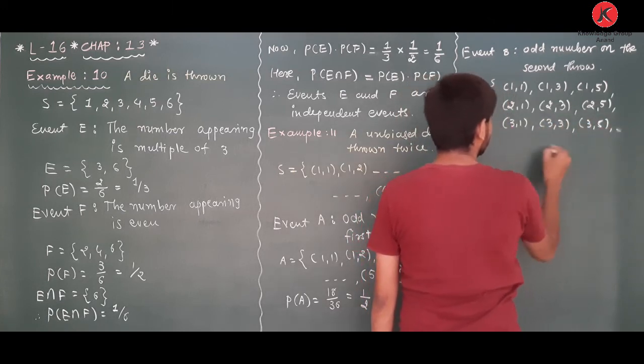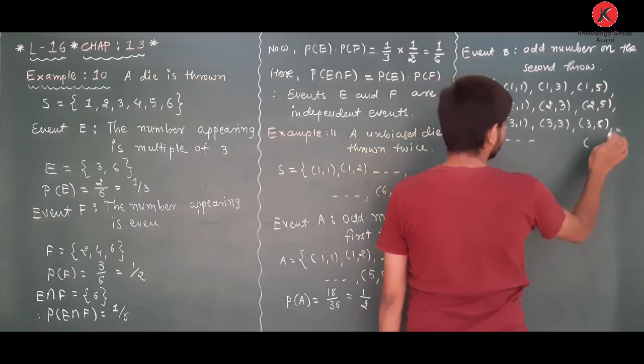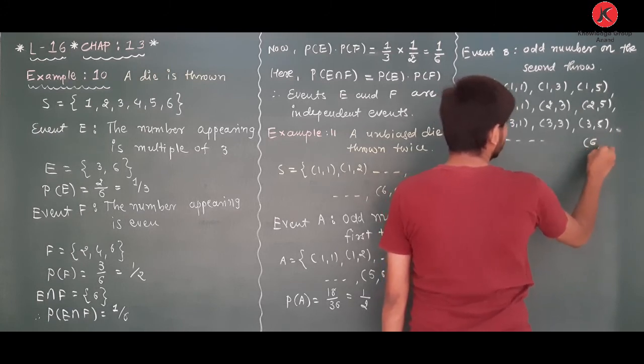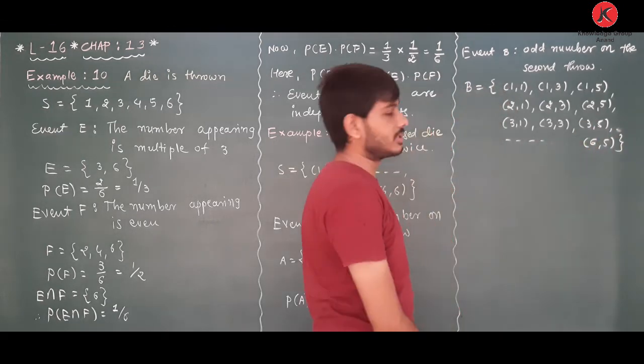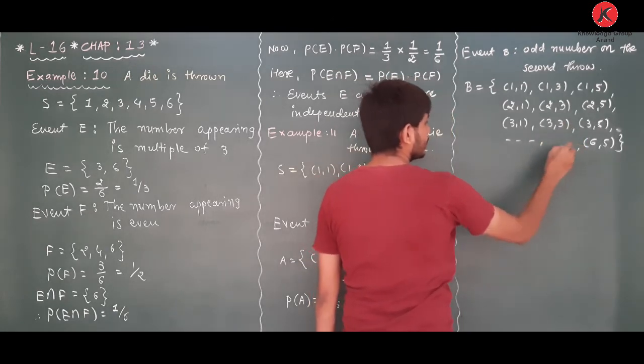Same way you are getting the final answer. The last one is for the last row: 6 1, 6 3, 6 5.